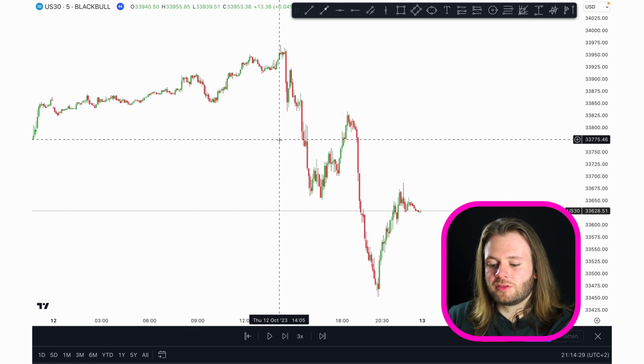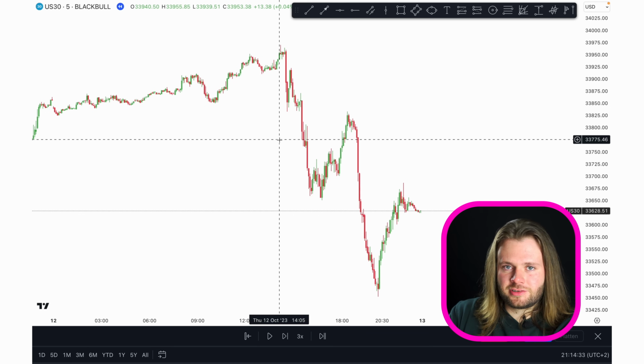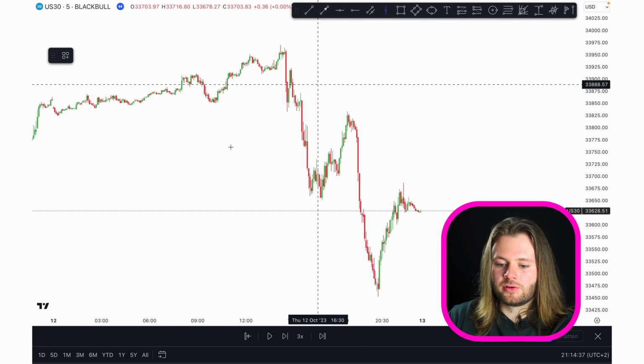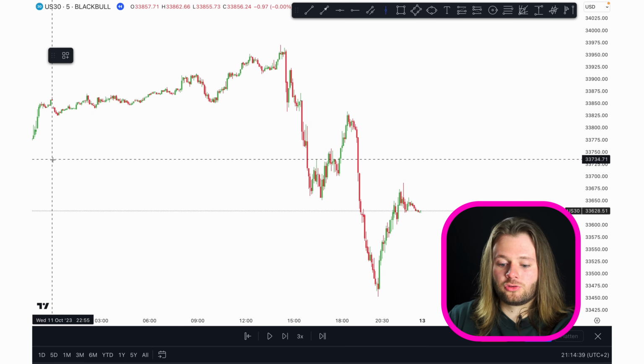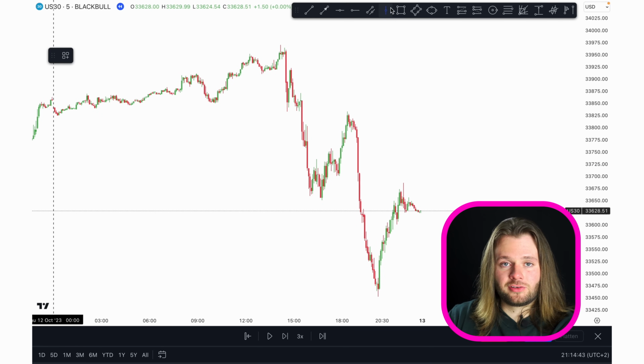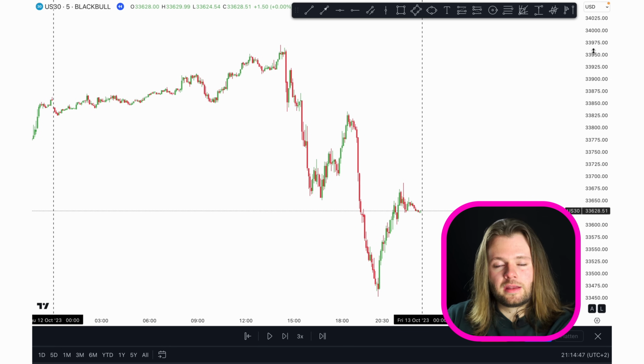In front of you, you'll see the price movement for the 12th of October. To get this strategy started, you want to mark off your previous day. So we select our verticals and we go ahead and mark 12 o'clock on the 12th of October. We select the vertical again and we mark 12 o'clock on the 13th of October. Now we have selected our previous trading day.